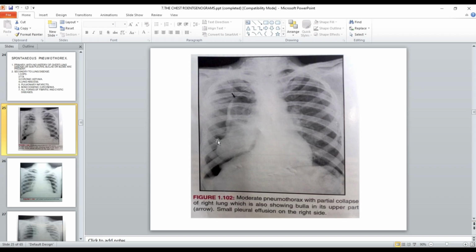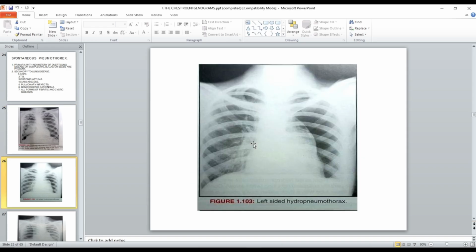This is pneumothorax on the right side. This space is filled with air and the lung on the right side is collapsed. This is the right lung. Pneumothorax, left lung: this is all air and the lung is collapsed. This is the collapsed lung.